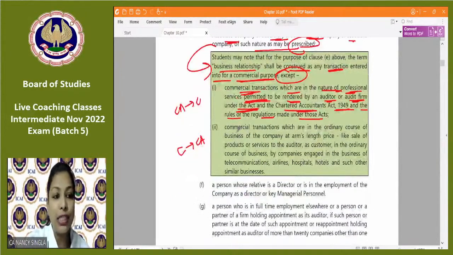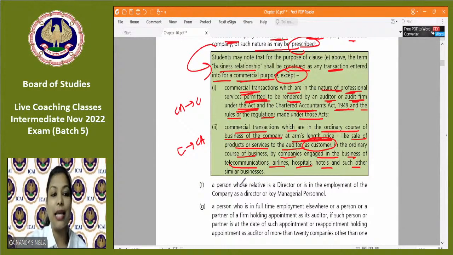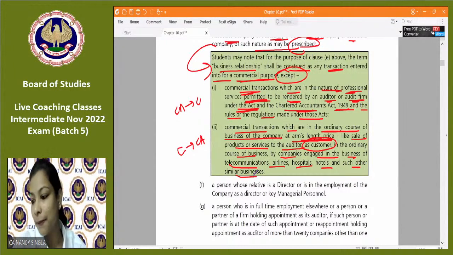And second exception is commercial transactions which are in the ordinary course of business of the company at arm's length price, like sale of products or services to auditor as customer in the ordinary course of business by companies engaged in the business of telecom, airlines, hospital, hotels, and such other similar businesses. Is it clear? Is it clear? Quickly send in your replies. Then we will move on to clause number 5.